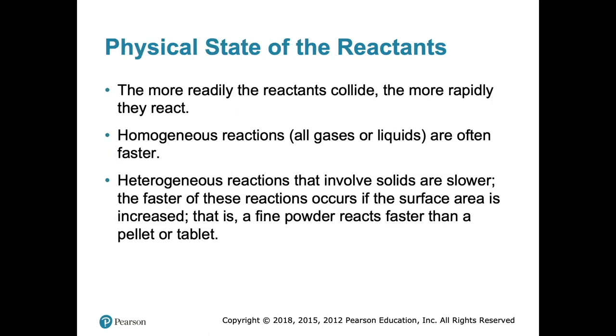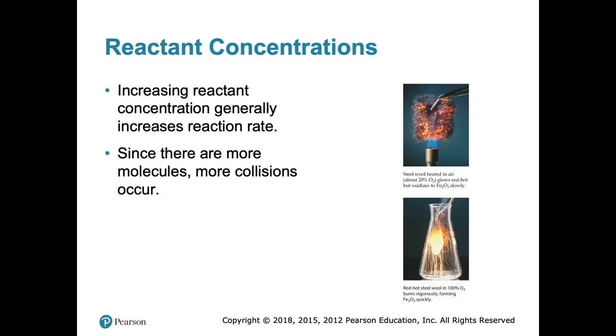So let's go through a couple of these real quick, all right? I already talked about this a second ago. Physical state of the reactants. The more readily reactants collide, the more rapidly they react, right? So homogeneous reactions, gases and liquids are often faster, and solids are slower, like I just said, because you throw two solids together, like you throw this podium against this table here, it stays the same, right? It doesn't react. So, yeah. And then reaction concentrations, right? Increasing the reactant concentration will also increase the reaction rate. It will make it go faster, right? The reason why is because there's more molecules, and more molecules means more collisions, right?